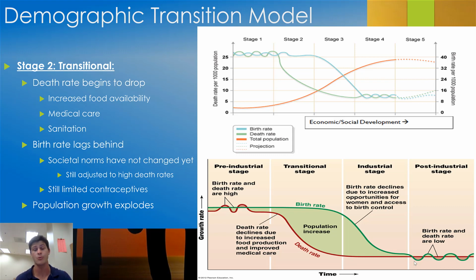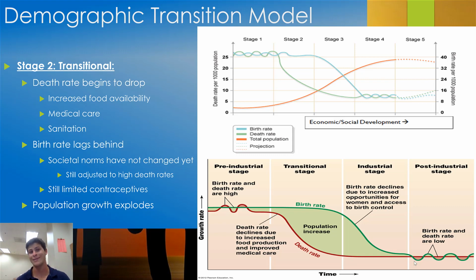into the transitional stage. In addition, as a country becomes increasingly industrialized, there is increased access to better and better medical care and better sanitation. So again, the death rate begins to drop. However, in the transitional stage, the birth rate lags behind. This is due to a number of different factors. Societal norms haven't changed yet, and society in general hasn't really adjusted to the lower death rate. And so we are now overcompensating for a dropping death rate with a birth rate that remains pretty high.